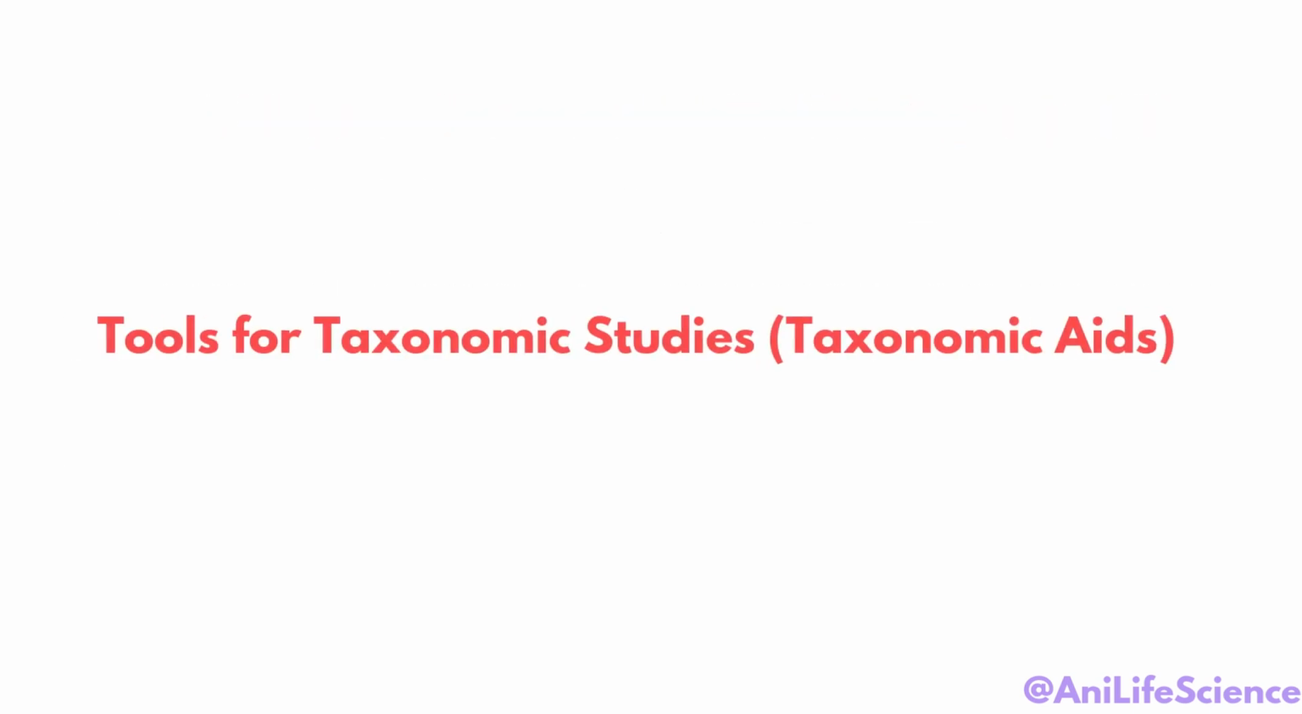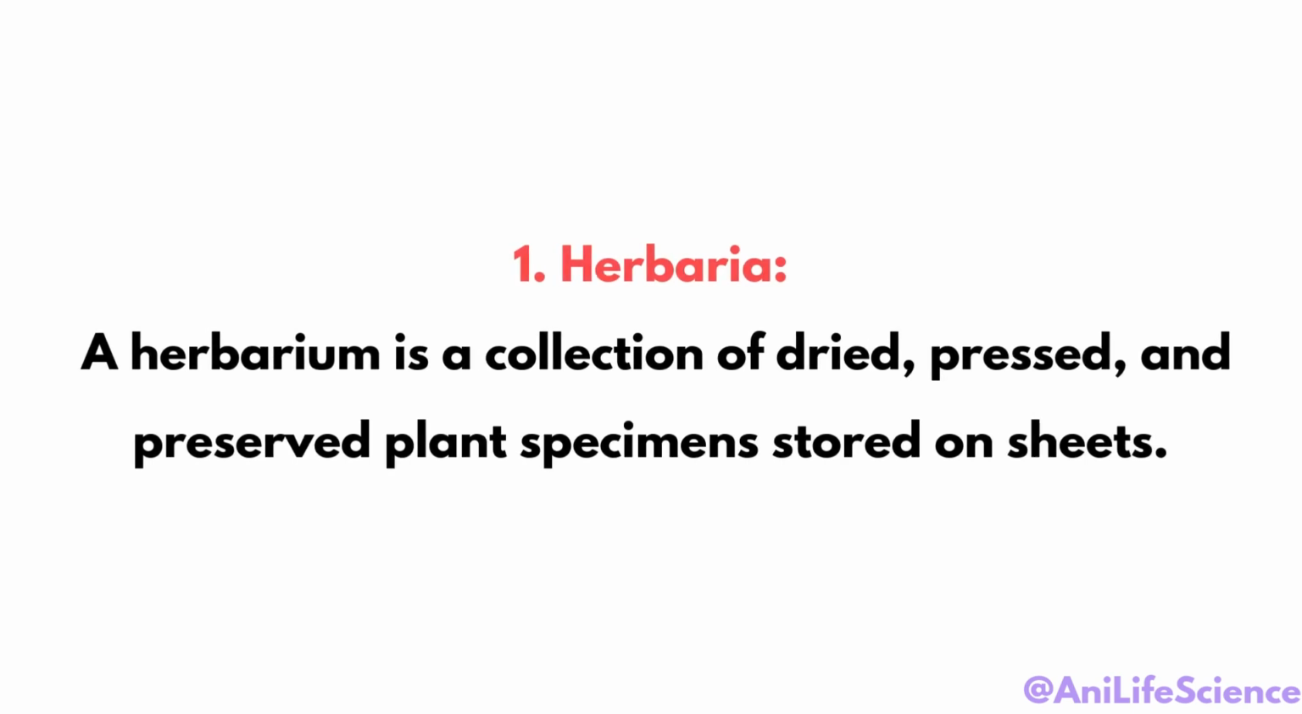Tools for taxonomic studies. First, herbaria. A herbarium is a collection of dried, pressed, and preserved plant specimens stored on sheets. Each sheet is labeled with important details such as the plant's scientific name, and the date and location where it was collected. Herbaria serve as reference repositories for future research. Example, scientists studying plants often refer to herbarium specimens for identification and comparison.